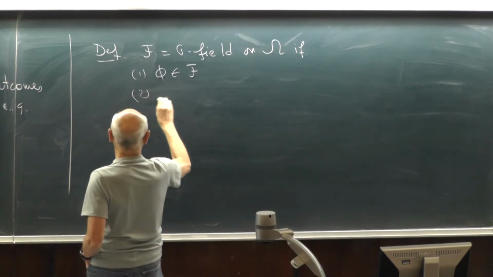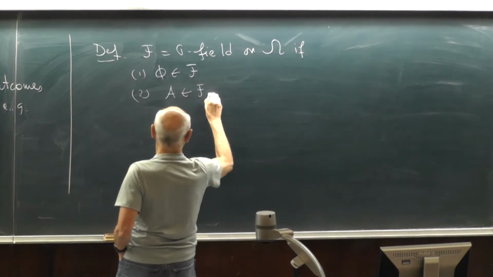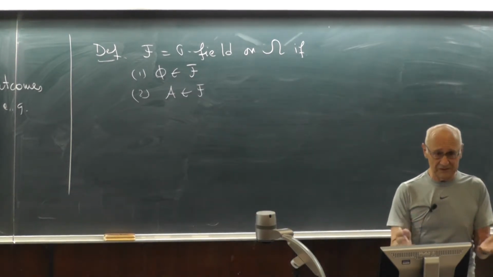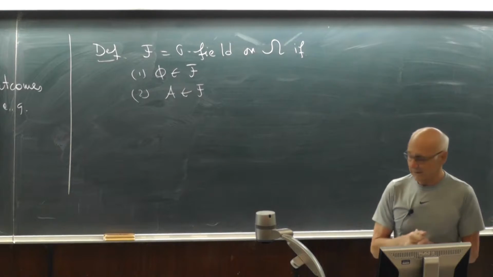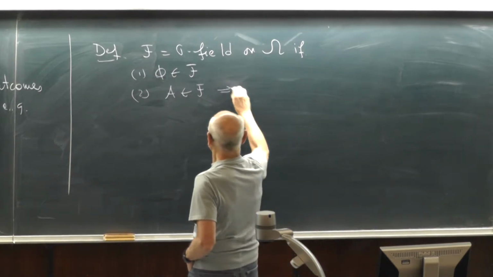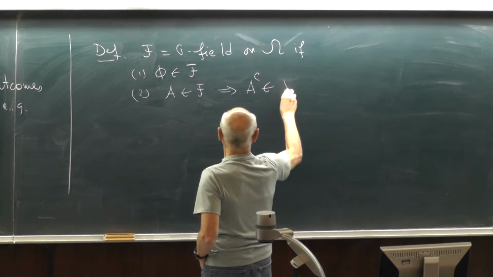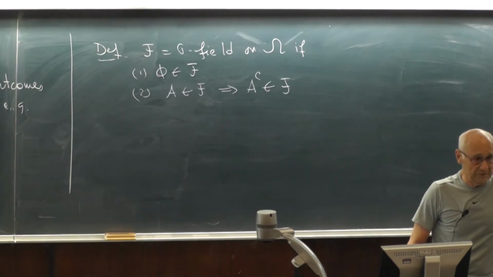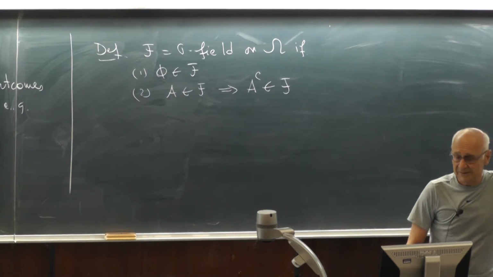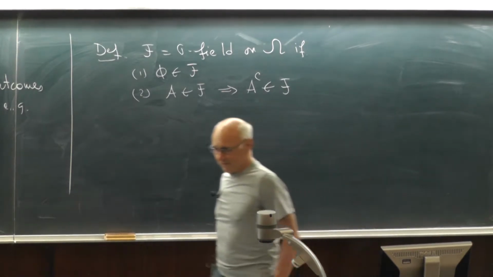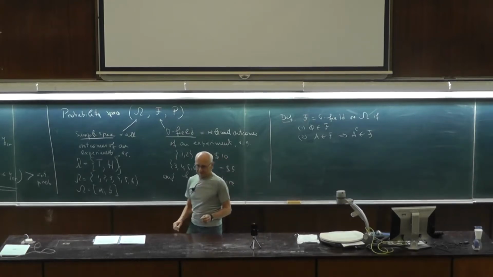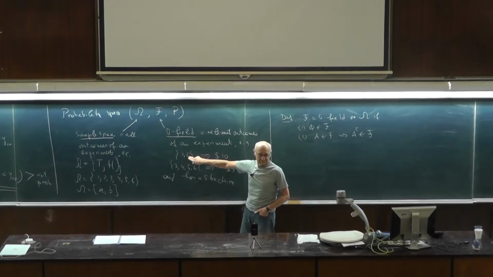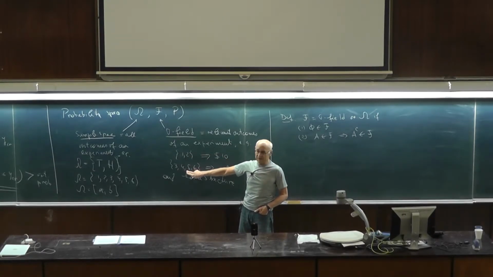Number 2, if A is a relevant event. So again, think of F as a set of relevant events. Then the complement of A, that is A does not happen, is also an event. Now, this is rather intuitive, because if you observe A, for example, you know that the complement of A has not occurred.